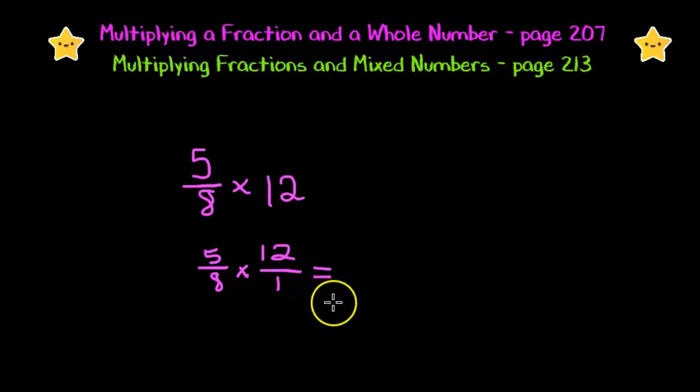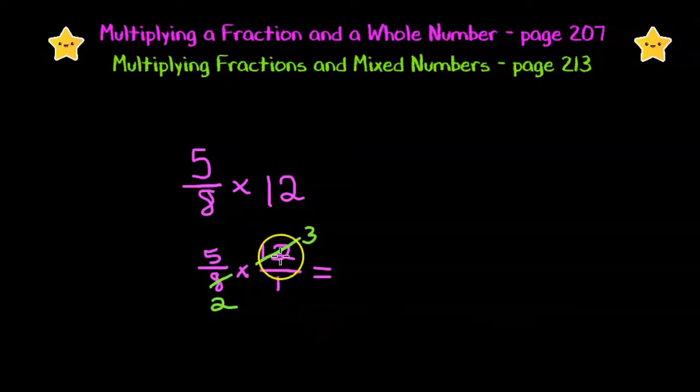Now, if I multiply, let's first look for cancellations. Nothing between the 5 and the 1, but yes, 8 and 12, I can divide both of those actually by 4. So if I did that, this would leave me with a 2, and this would leave me with a 3. All right, so now when I multiply, 5 times 3 would give me 15. 2 times 1 is going to give me 2.